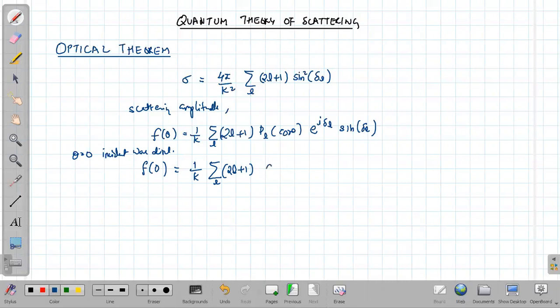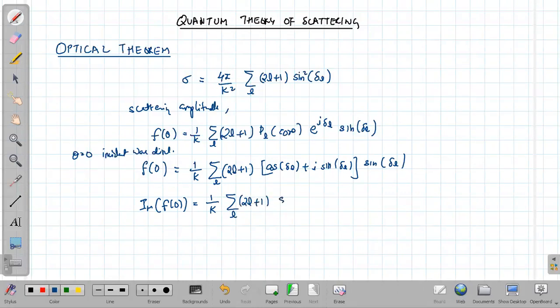So e raised to i delta L, we can write as cos of delta L plus i sine of delta L, times the sine of delta L. Okay, so we have two parts here. The real part has a product of cos delta L times sine delta L, and we have the imaginary part, which is sine square delta L. So what would be the imaginary part of f of 0, the scattering amplitude along the forward direction? It is 1 upon k sum over L, 2L plus 1, sine square of delta L.